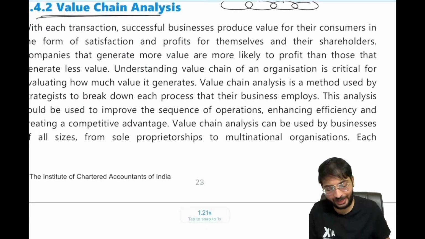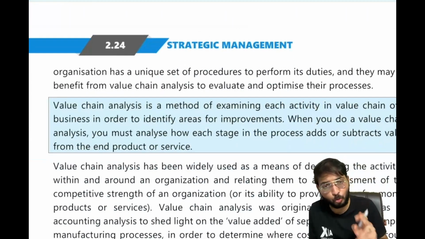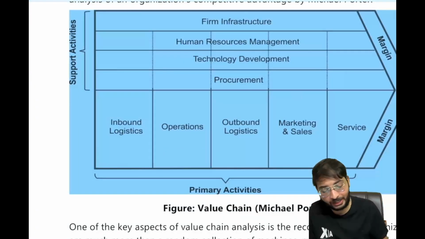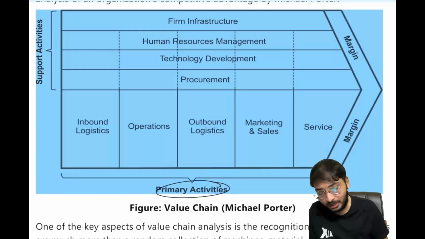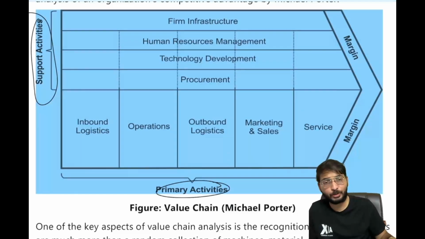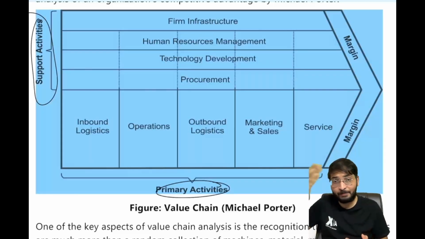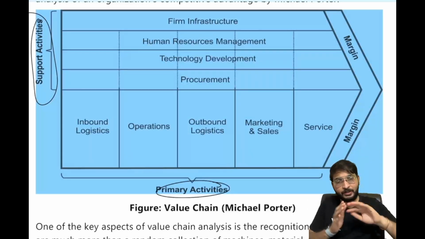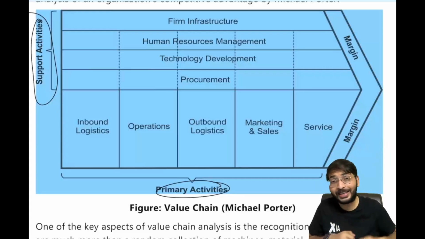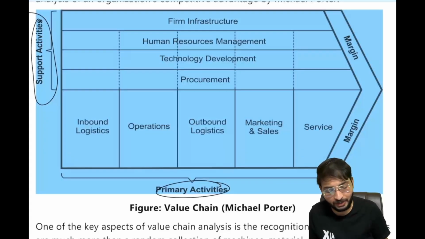This value chain analysis is divided into two. One is called primary activities, second one is called support activities. So value chain analysis is divided into two: one is primary activities, second one is support activities. What are primary activities? Primary activities are inbound logistics, operations, outbound logistics, marketing and sales. Fifth one is called service.